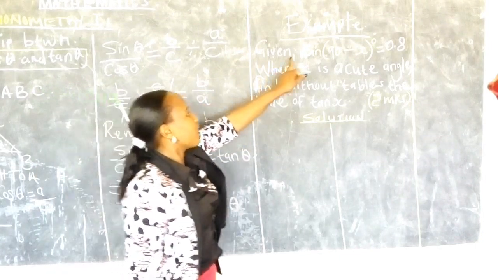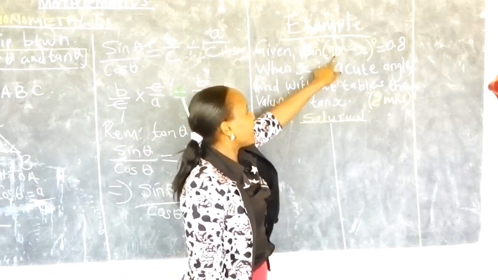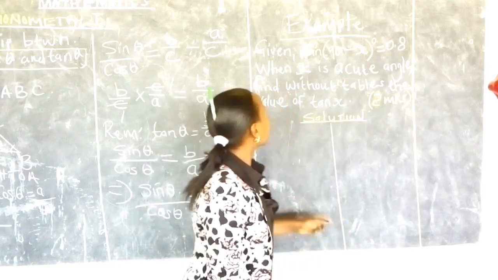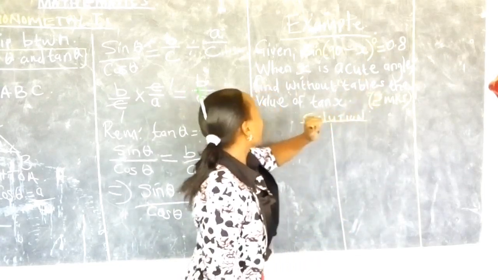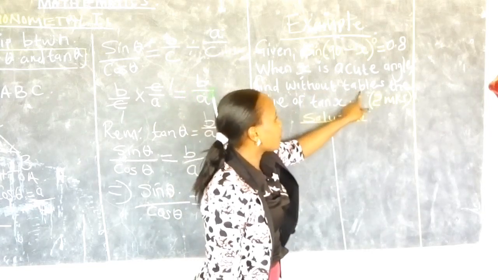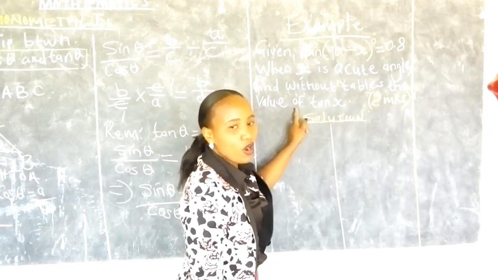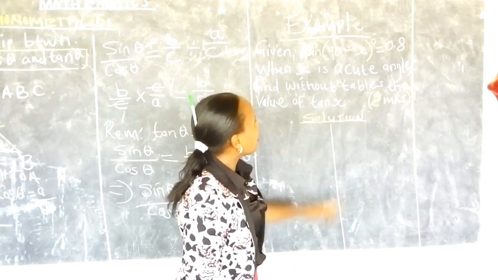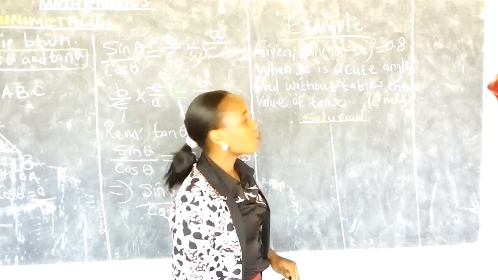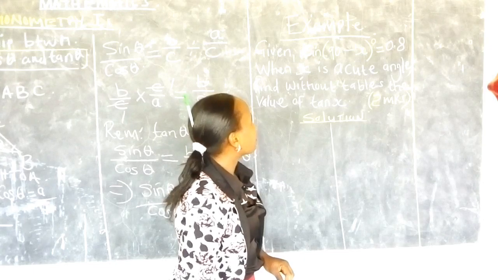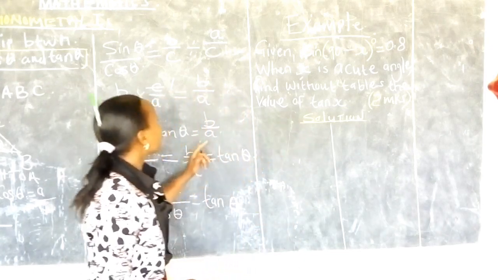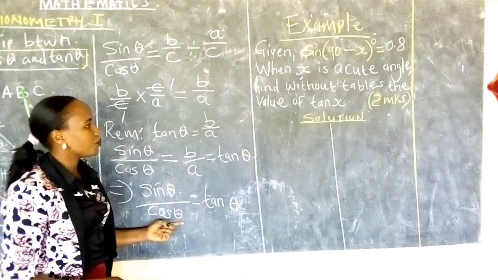We are given that sine of 90 minus x degrees is equal to 0.8. When x is an acute angle, find without tables the value of tan x. 2 marks. This question was tested in 2005. I included it in this video because it is going to use this relationship.